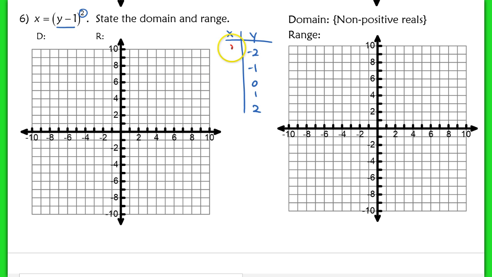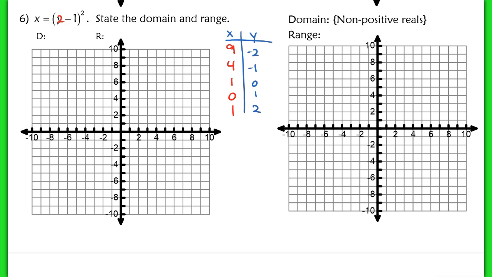Okay, if we plug in -1 in here, we get -1 minus 1, so -2 squared is +4. If I plug in 0, -1 squared gives me +1. If I plug in 1, I get 0 squared, which is 0. Plug in 2, I get 1 squared, which is 1.